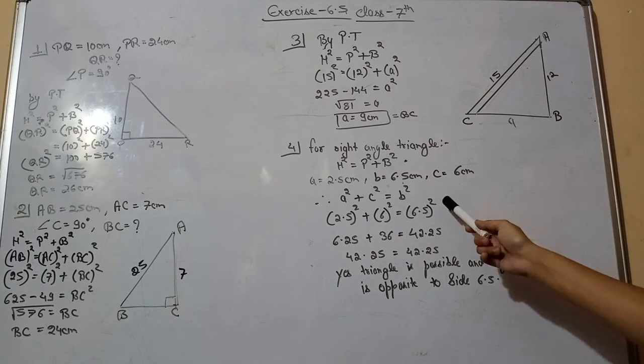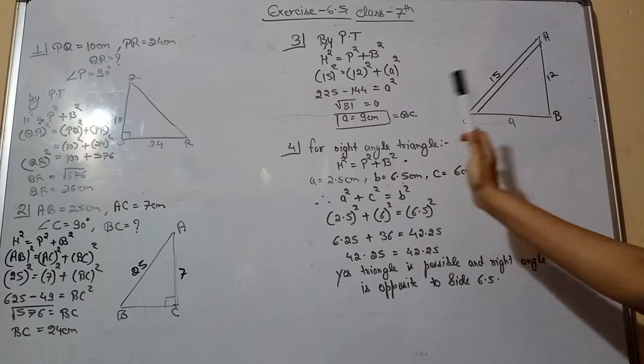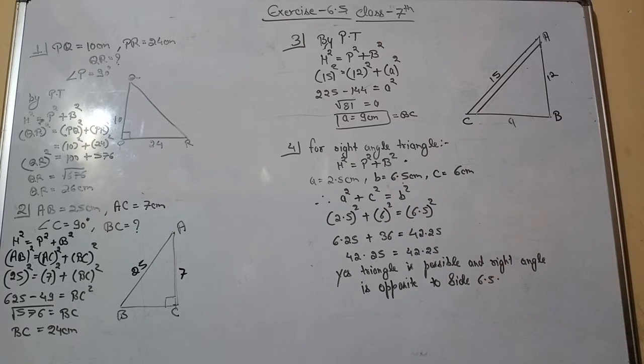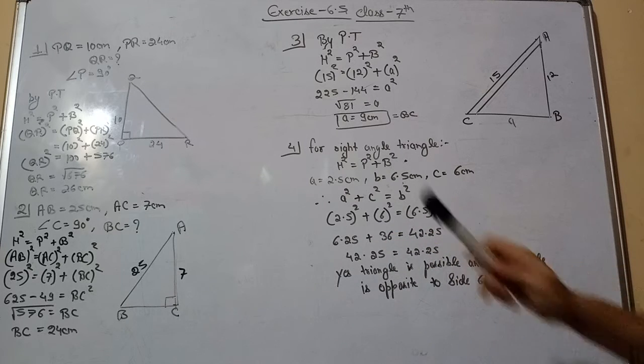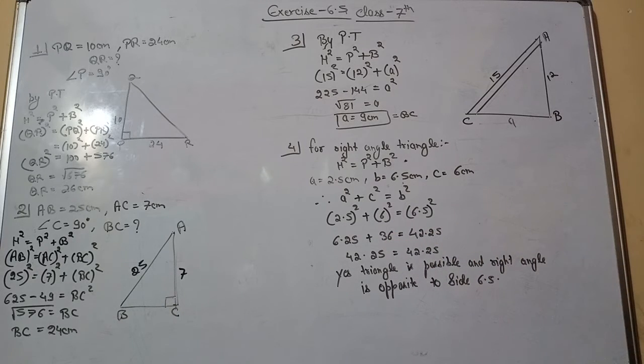For any right angle triangle, we know that hypotenuse square is equal to perpendicular square plus base square. So we have arranged the numbers in such a way that the sum of squares of two sides is equal to the square of the third side. So here, yes, we can say for this given measurement a right angle triangle is possible. At which side can we make the right angle? At the side which is opposite to 6.5 centimeter. There we can make the right angle triangle.